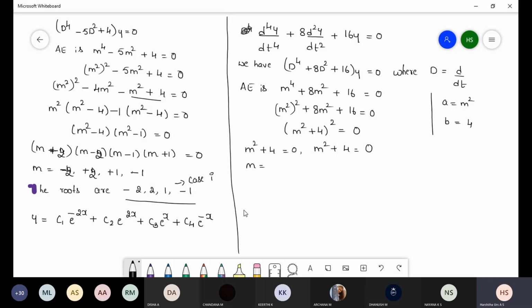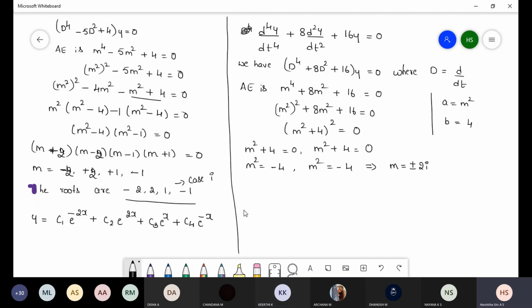What is the root for m here? m square is equal to minus 4. Here also m square is equal to minus 4. So what is our m value? What are the roots for m? m is equal to plus or minus. Yes, very good. m is equal to plus or minus 2i.